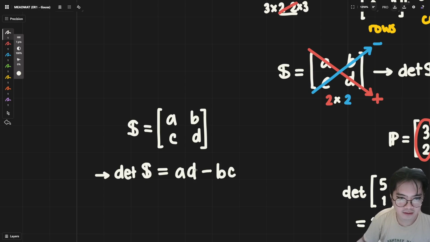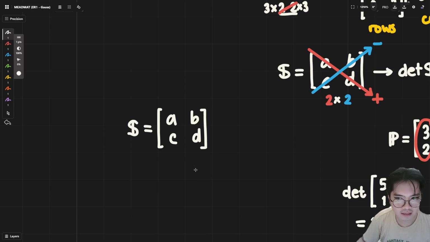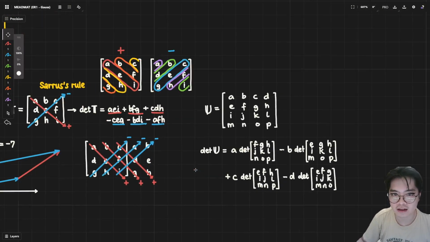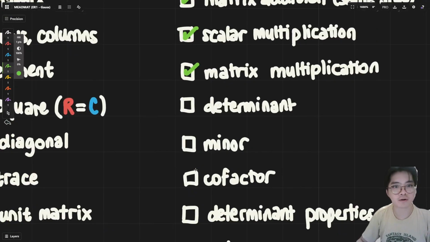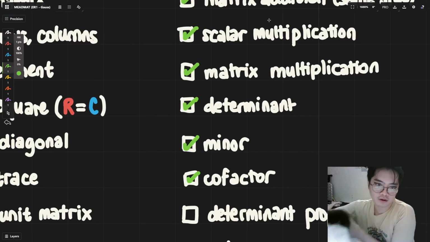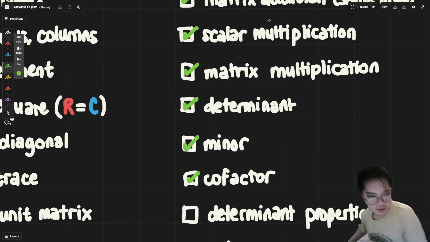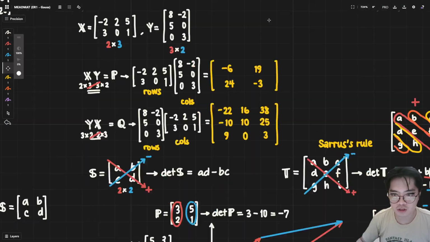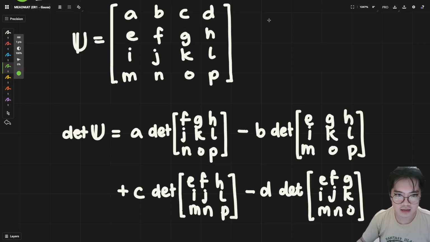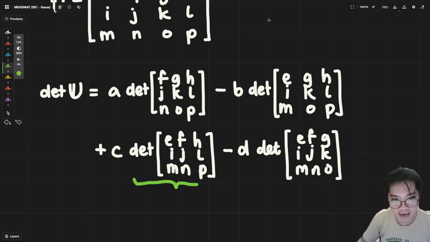Okay. I am obscuring from you guys a little detail. That little detail is our minor and our cofactor. The minor in this case and the cofactor are kind of the same thing. The minor in this case is going to be the resulting determinant in here. This thing is what we call a minor.